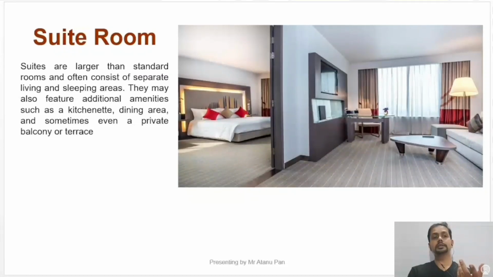For example, amenities like kitchenettes. Kitchenette is a small kitchen, like the main kitchen will not be given there. Only a microwave and a few features will be there, and a dining area, and sometimes a private balcony or terrace may also be there. So these are the additional features. But the main definition of suite is a room which is having a sitting area attached with a bedroom, that is called a suite. All right, so in the picture you can see that there is a living room where the guests can sit and spend their time, and another room is used as a bedroom, and both the areas are separated by a wall.